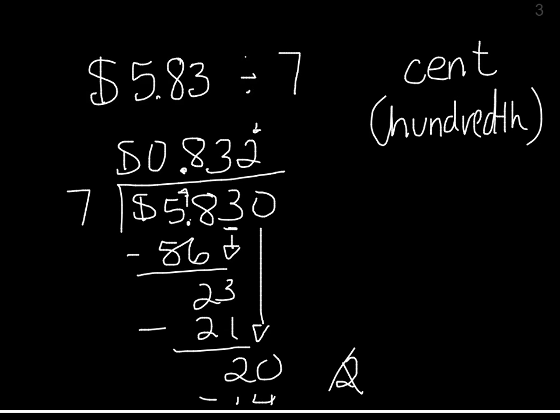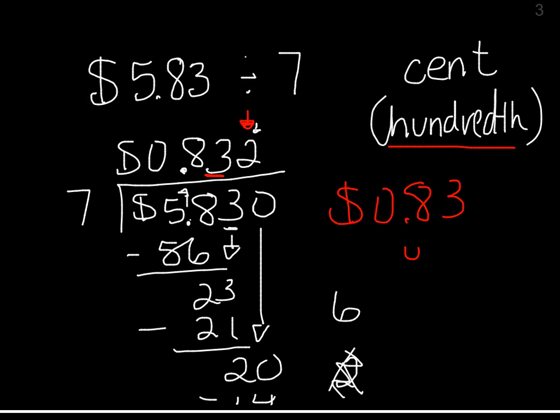oh, it's not 2, I don't know where I got 2, it's 6. 20 minus 14 is 6, but again, it doesn't matter what I have left over, because I'm at the spot where I can round. This is my cent, it's also the hundredth, so I look at the thousandth place, one place past it. The 2 would make the 3 stay the same, so our dollar amount would just be 83 cents, which is written like that, okay, or like this.